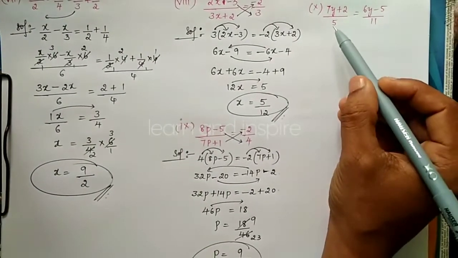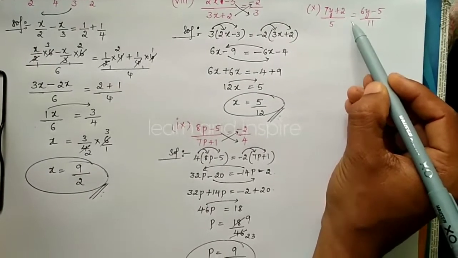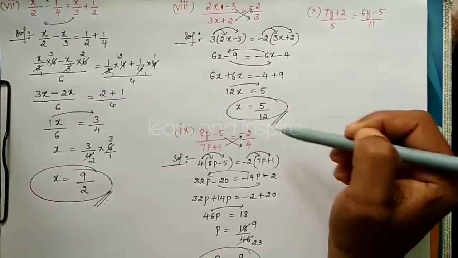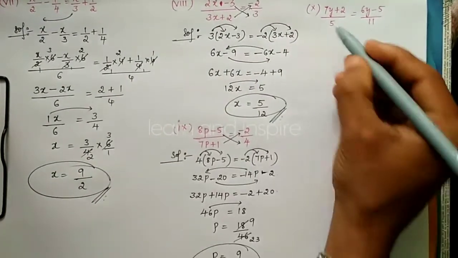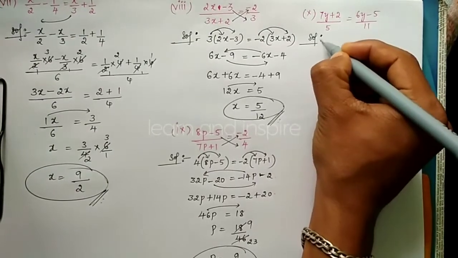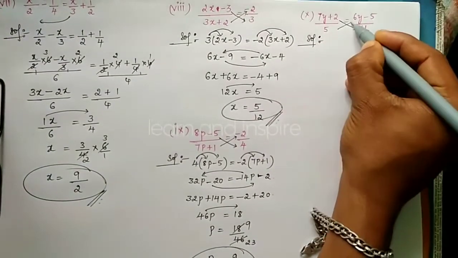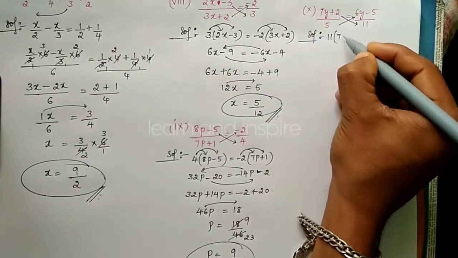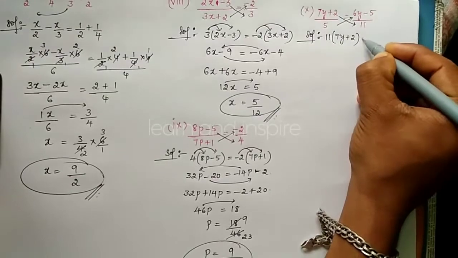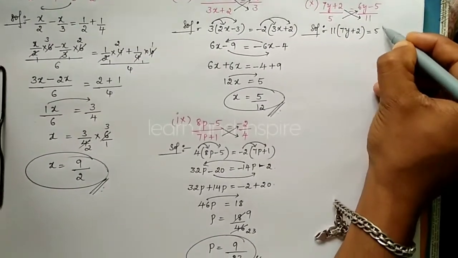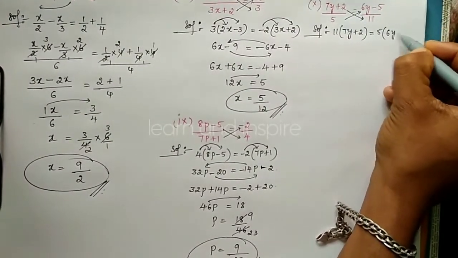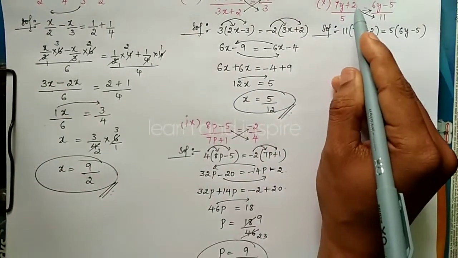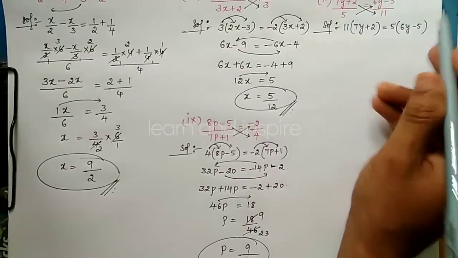Next question number 10. 7y plus 2 by 5 is equals to 6y minus 5 by 11. So this question is also same as the previous problem, 8th and 9th one. So let us solve this problem. Okay, first step we have to do is a cross multiply. So first step, 11 into 7y plus 2, which is equals to 5 into 6y minus 5. Okay, cross multiplying 11 into 7y plus 2 is equals to 5 into 6y minus 5.